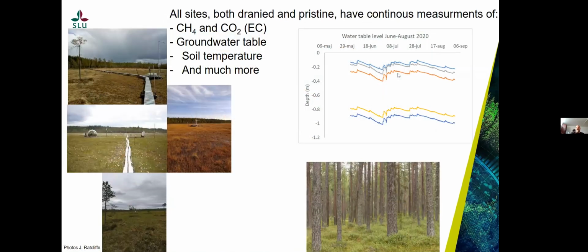And all of these sites, both the drained and the undrained, are quite heavily instrumented. So we have continuous measurements of methane and CO2 fluxes with eddy covariance. We have groundwater table measurements, soil temperature measurements, and a lot more. One example is the water table you can see on the right here, with a selection of 3 of our control sites compared to a drained site. So there's definitely a large difference in the water table as a result of the drainage.